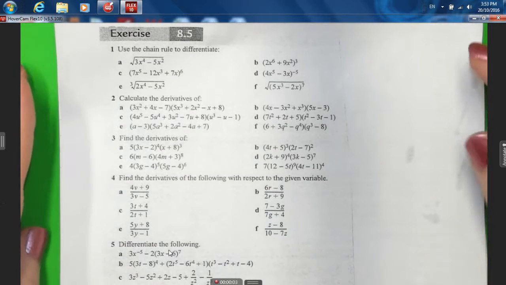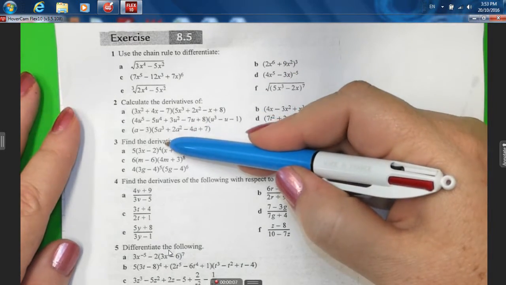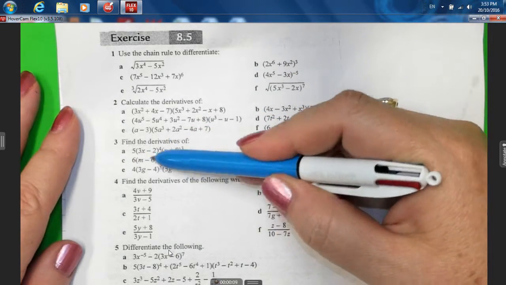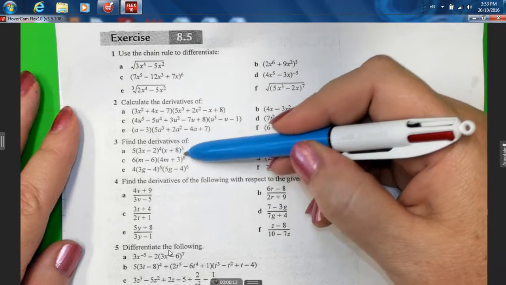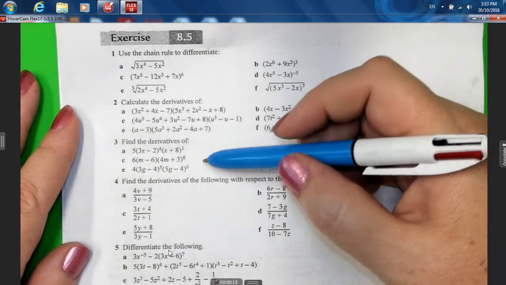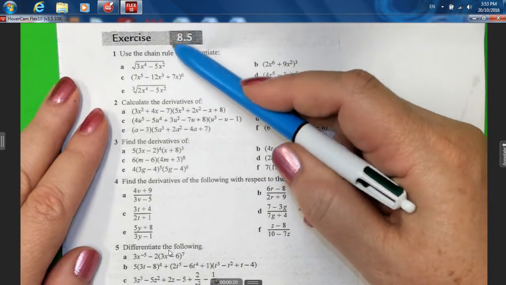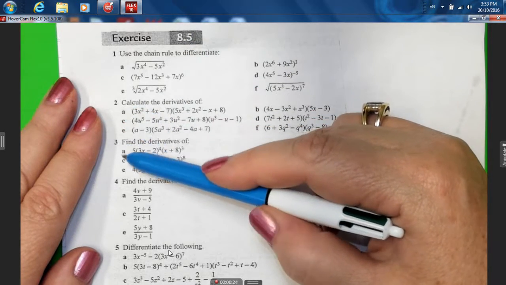This video is going to demonstrate how to do questions where you're asked to differentiate, find the derivative of functions that have a product of two functions, and one of the functions is a function within a function. So a product rule with a chain rule inside. This comes from the worksheet exercise 8.5, and the question that I'm going to do is 3C.